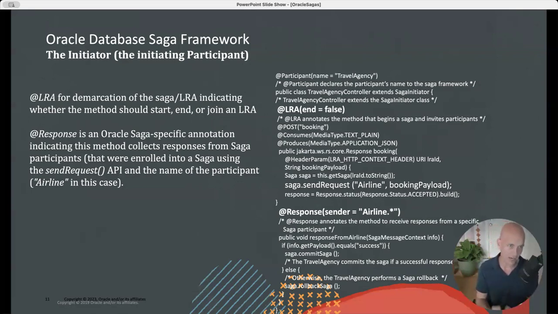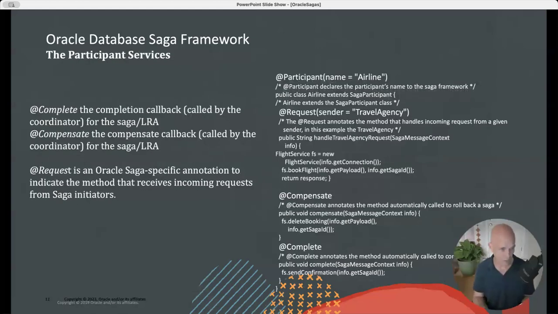So what we're looking at here is the initiator of the transaction, which is technically a participant as well. It's a special type of participant because it's starting the saga. And so we see the response annotation here. So the initiator will start the saga and send messages to participants, and then the @response method here will receive the responses from those participants so that it can determine whether it should commit or roll back, complete or compensate, to put it another way. Okay, so this is the initiator.